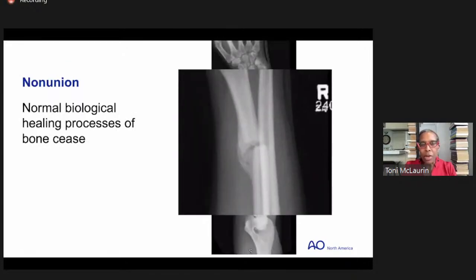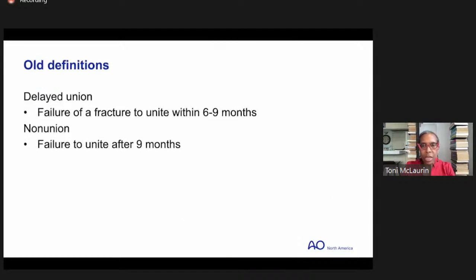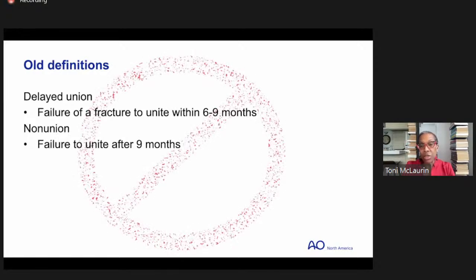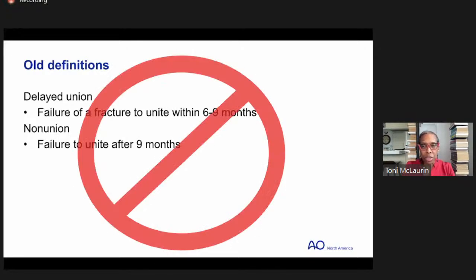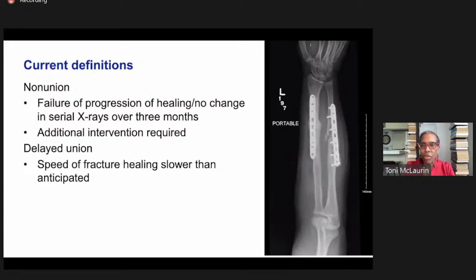So the thing we need to talk about with the non-union is the definition: when the normal biological healing processes of bone cease. It used to be that we said it was a failure of the fracture to unite within 6 to 9 months. That was a delayed union. Non-union was failure to unite after 9 months. And some insurance companies still use that definition, but that's really not what we think about anymore.